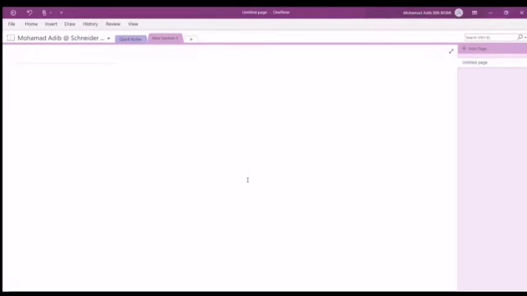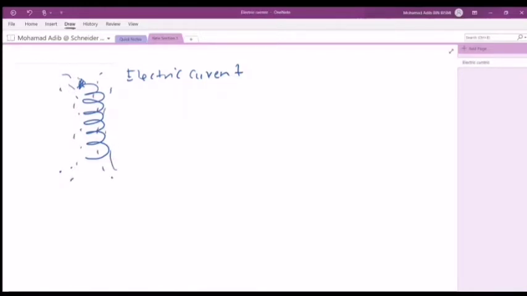Firstly, we have a single coil. When we apply the electric current here, it will produce a magnetic field around the coil. So from the electric current, we will also get the magnetic field.